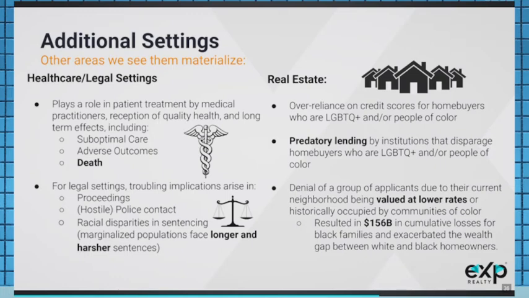Real estate. Over-reliance on credit scores for home buyers who are LGBTQ+ and or people of color. Predatory lending by institutions that disparage home buyers who are LGBTQ+ and or people of color. And denial of a group of applicants due to their current neighborhood being valued at lower rates or historically occupied by communities of color. This resulted in $156 billion in cumulative losses for Black families and exacerbated the wealth gap between white and Black homeowners due to being judged on the low value of the neighborhood they're coming from.